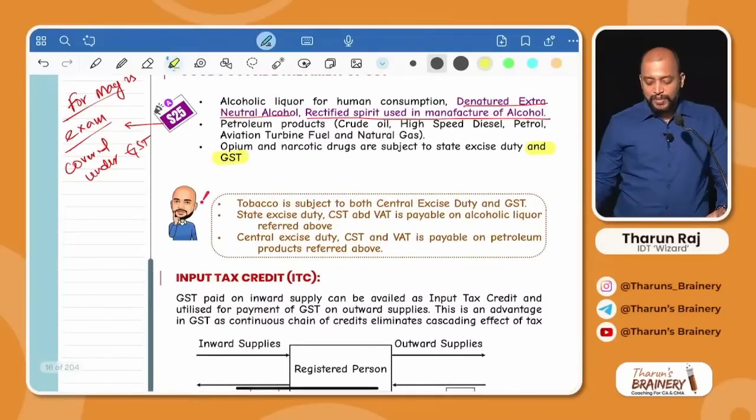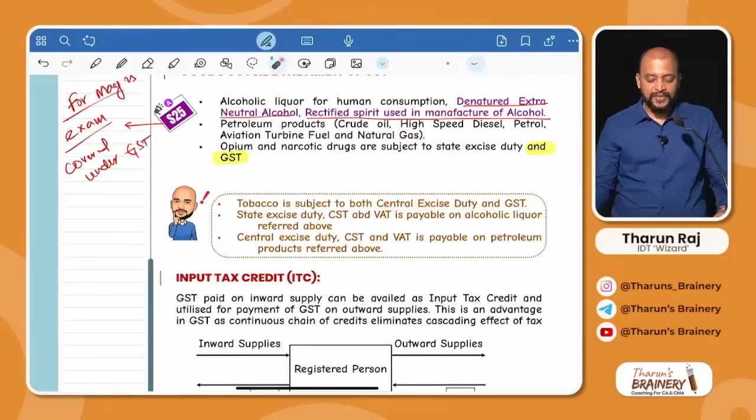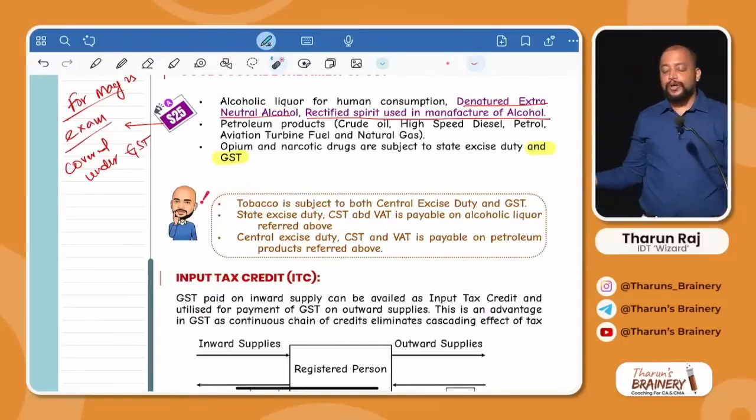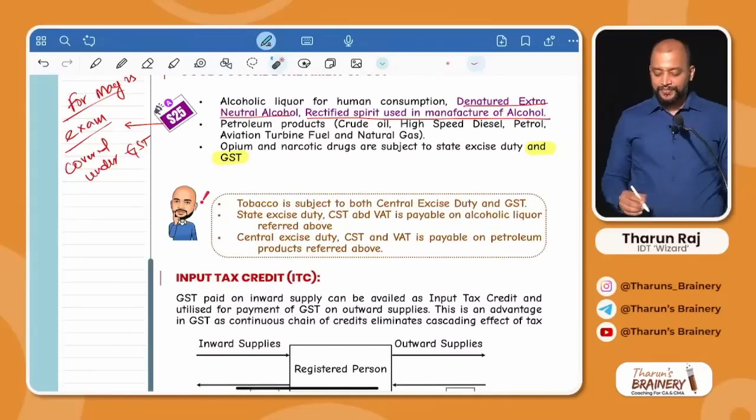Then there is one special point. Tobacco is subject to both central excise duty and GST. So we have GST as well as the old indirect tax, that is central excise duty. Generally, when GST comes, the old indirect tax should not be there now. But this is an exception where the old indirect tax is also applicable, and GST also applicable.